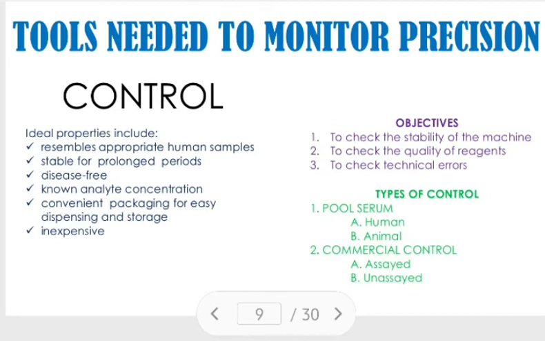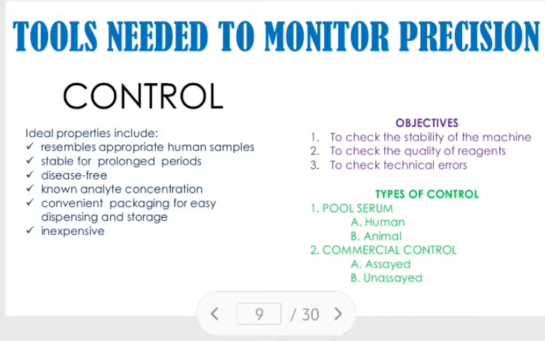Next, tools needed to monitor precision. We have control. Control is a substance or material of determined value used to monitor the accuracy or precision of the test. In order to assure that a test run is valid and results are reliable, quality control samples should be used in the performance of each assay. So how do we run quality control? It should be treated in the exact same manner as the test samples.